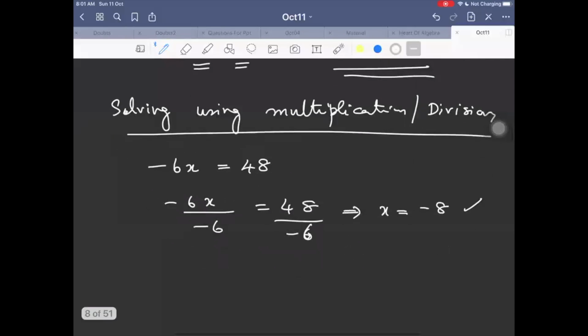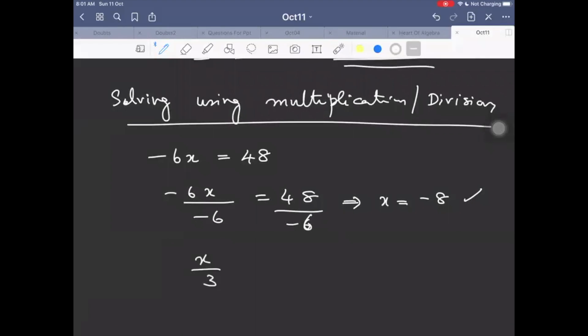What about an equation of the form x by 3 is equal to 12? What do you think will be the solution to this equation? Yeah, that is cool. Robin? Yeah, cool. That is 36. See, if you're stuck, do let me know, okay?